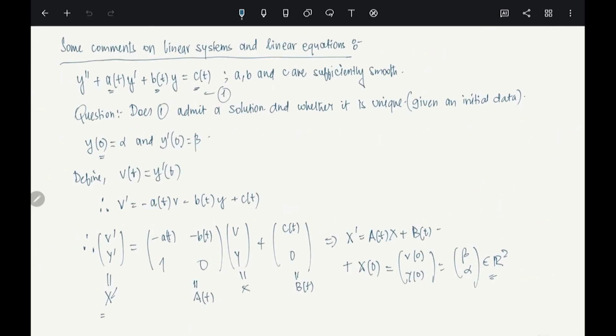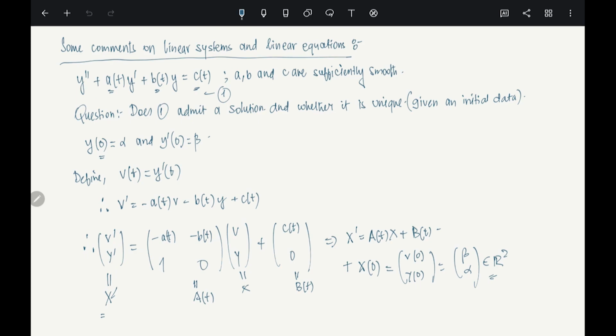So basically, if A, B and C are continuous in some interval I, then you can say, and of course there is the initial data, that you have a unique solution in the whole interval I. Clear? So this you have to do yourself. So please check that part.